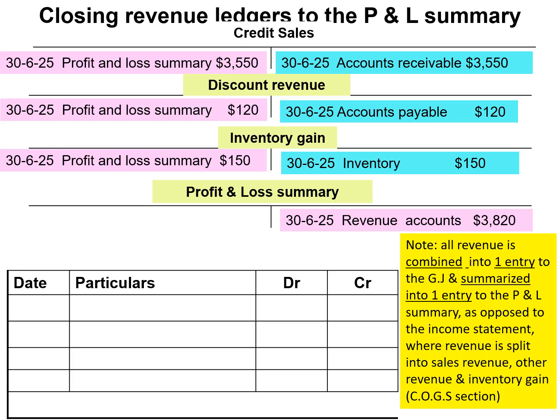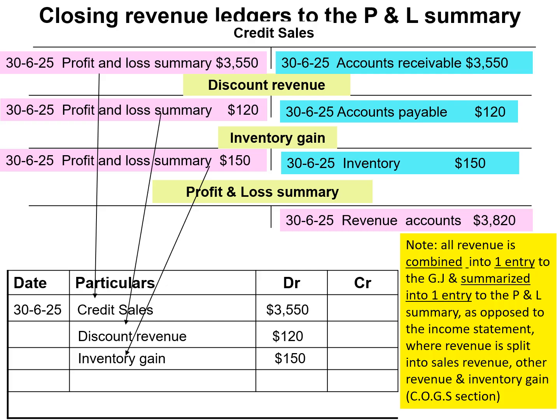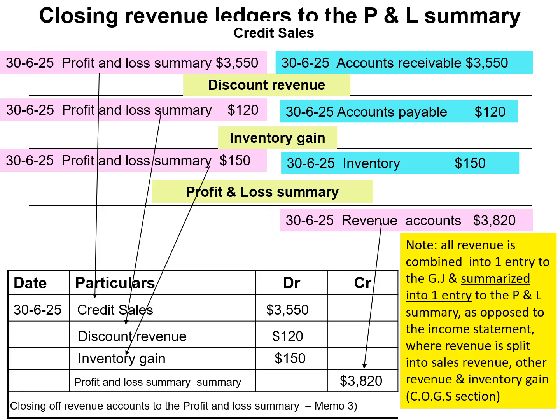So our three revenue accounts, if we total it up, and it's called a P&L summary for a reason, the summary of all of that revenue is 3820. Now, if we were required to do that in the GJ, we debit our revenue accounts to zero them off, and we do a single entry to the profit and loss summary for the grand total of 3820. A narration, if required, you just cite the memo that you're working from.